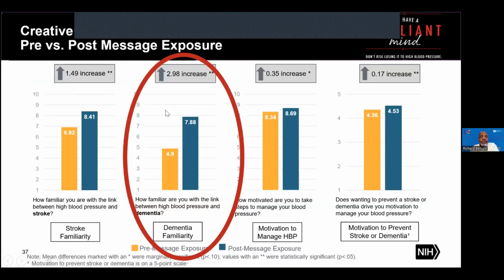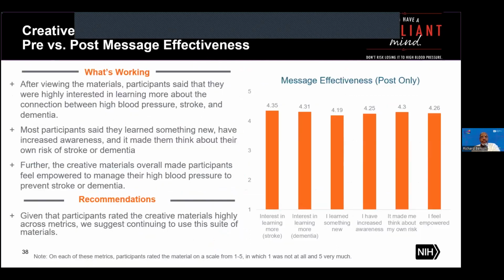One of the things people felt was that their knowledge increased the most in terms of understanding dementia and the connection between dementia and uncontrolled hypertension. So they felt that what we were doing was working and that we should continue to do that as well.